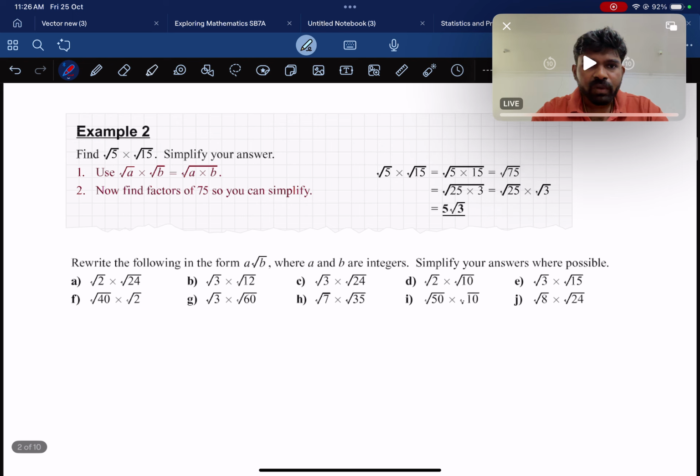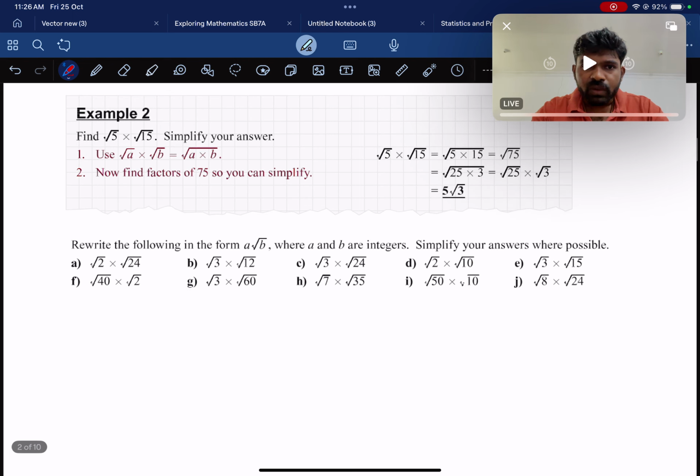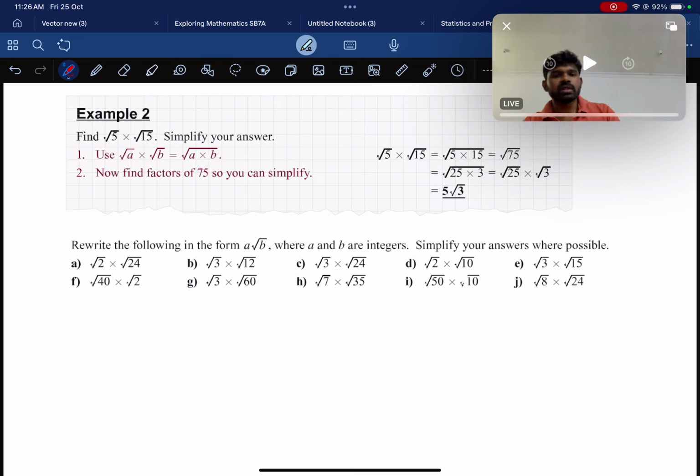where the rule that we have discussed at first, root of a times root of b, is actually written as root of a times b. That's what we are going to discuss in this.